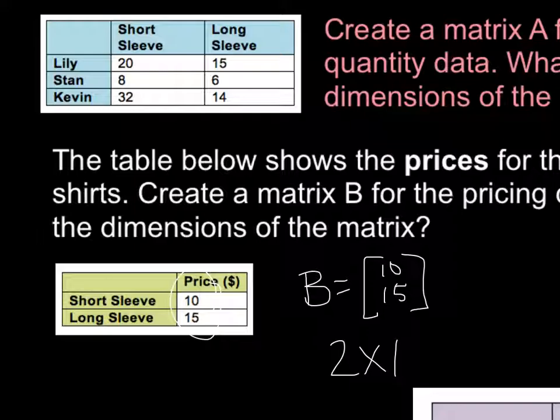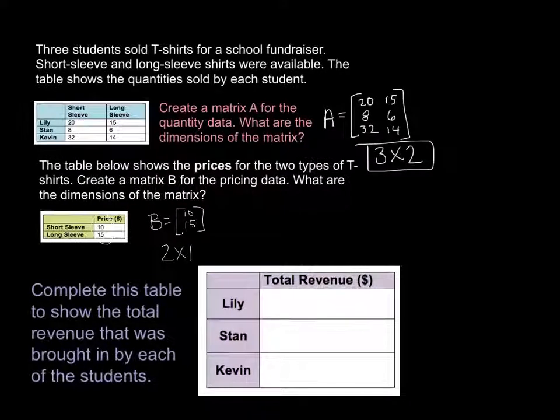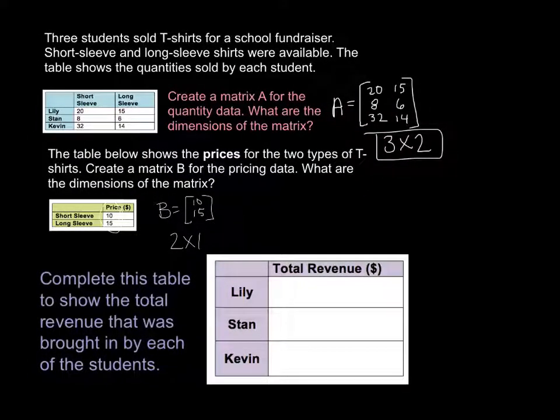Okay, now let's zoom it out. Let's see what this question is really asking and figure out what we're trying to solve. It says to complete this table to show the total revenue that was brought in by each student. We're given the quantity they sold, and we're also given the price of each t-shirt. Now we can use that information to figure out the total revenue. How much did each student make on this?